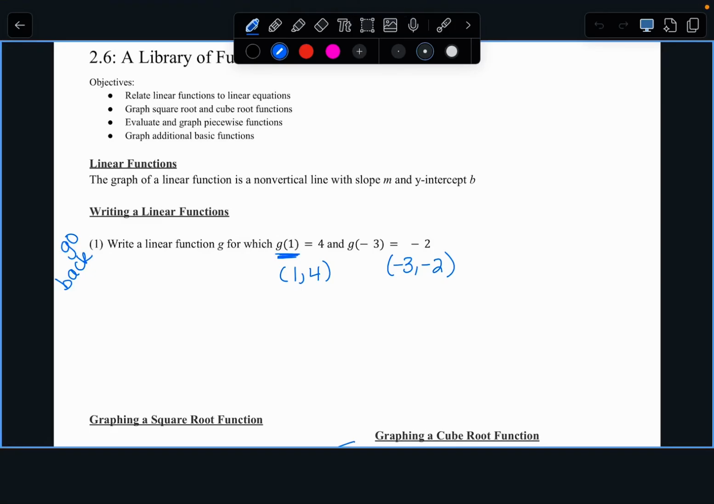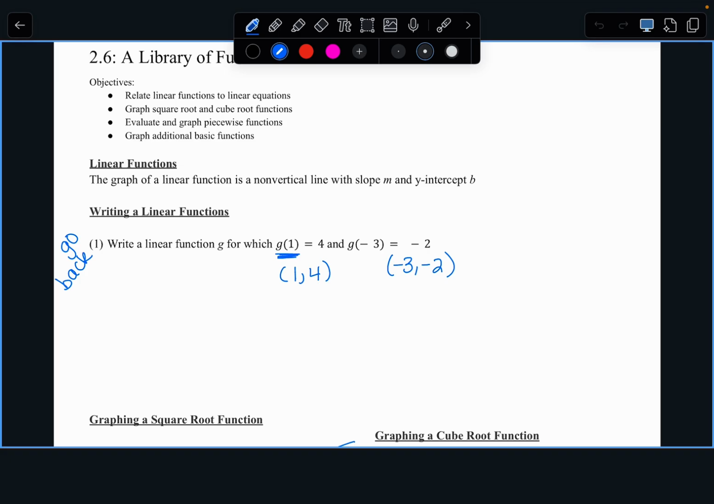Today, we are going to finish up section 2.6 and then hopefully get through 2.7, 2.8, 2.9. So, writing a linear function.